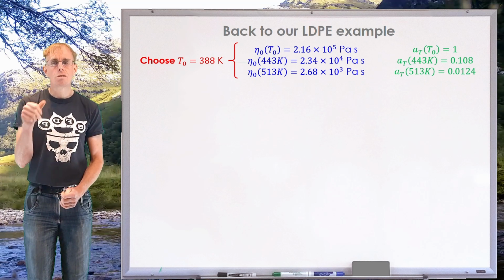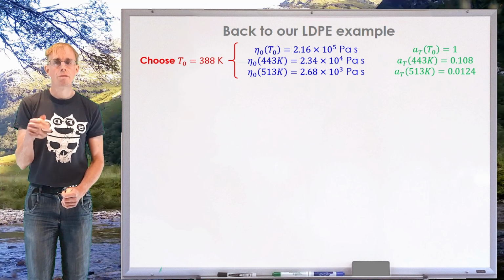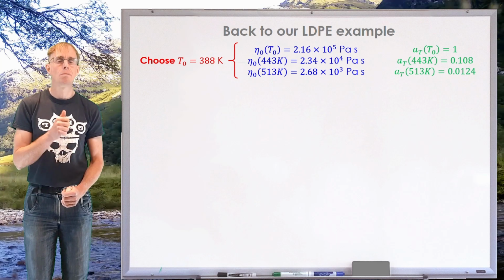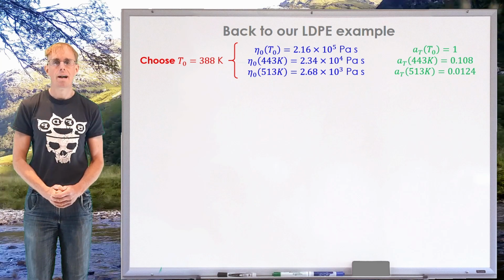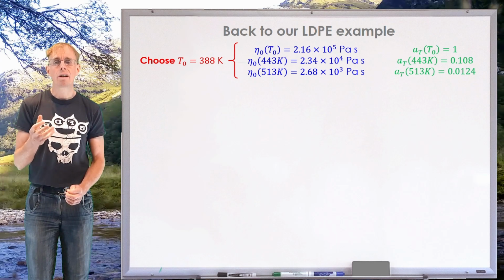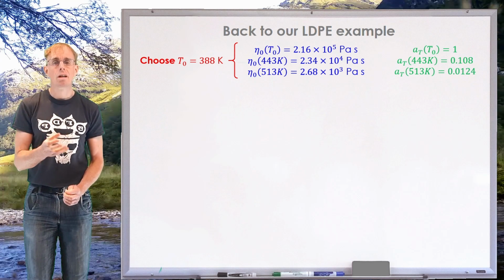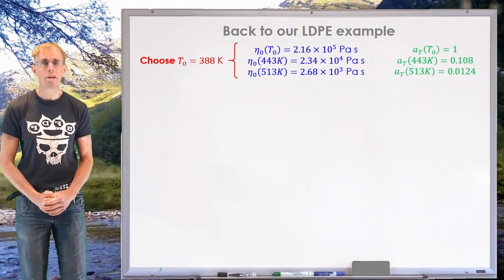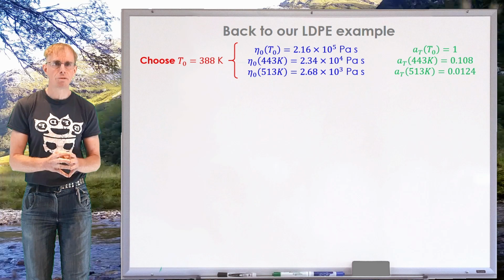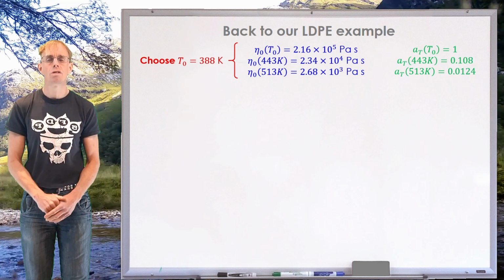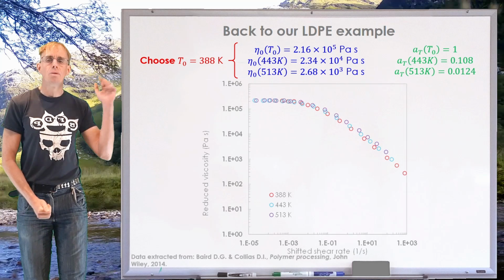So for each of those temperatures, 388, 443, 513, I can now calculate my shift factor AT. For the reference temperature it is obviously 1. And then for the higher temperatures, we get decreasing shift factors. All right, so now I know my shift factors, I can plot out the reduced viscosity as a function of reduced shear rate, and I get the following graph.